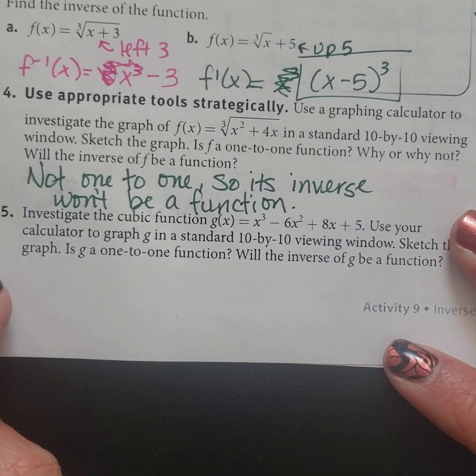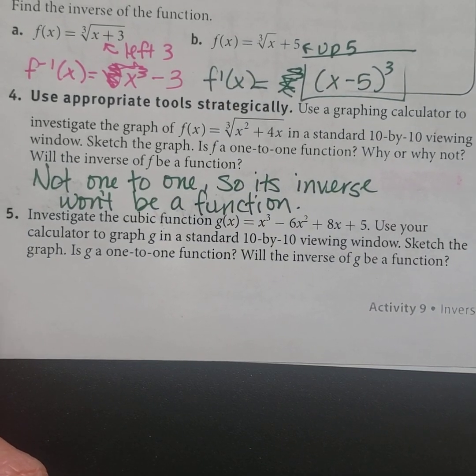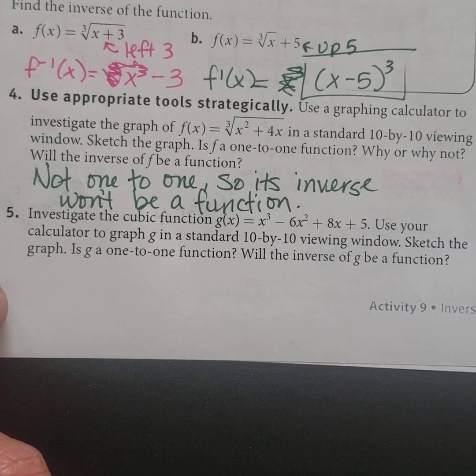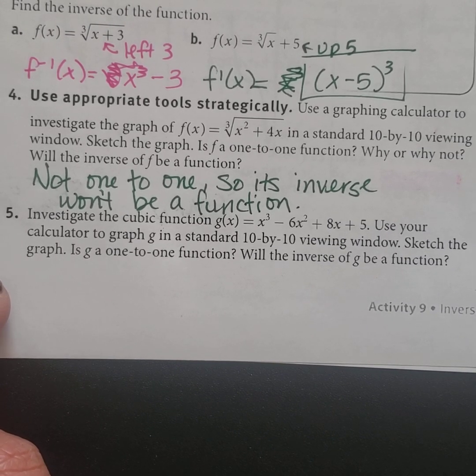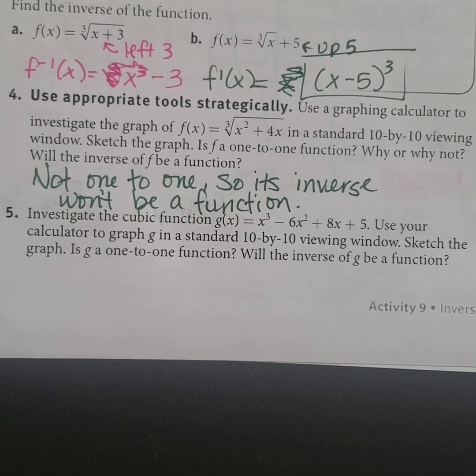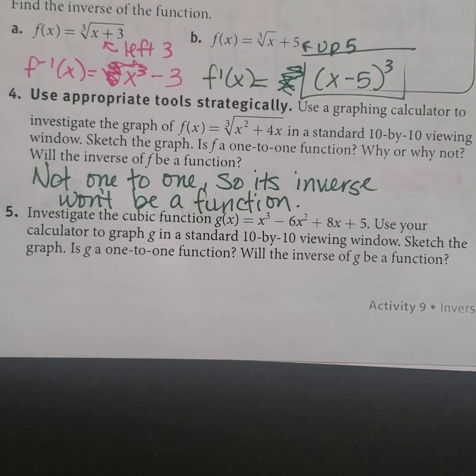Okay. Investigate the cubic function g of x equals x cubed minus 6x squared plus 8x plus 5. Use your calculator to graph g in a standard 10 by 10 viewing window. That just means from -10 to +10 on the x and the y. Sketch the graph. Is g a one-to-one function? Will the inverse of g be a function?